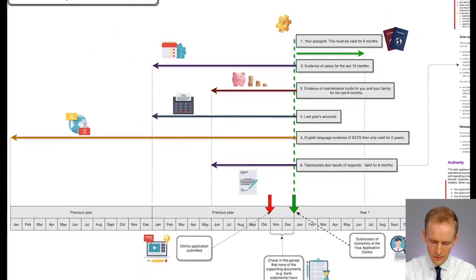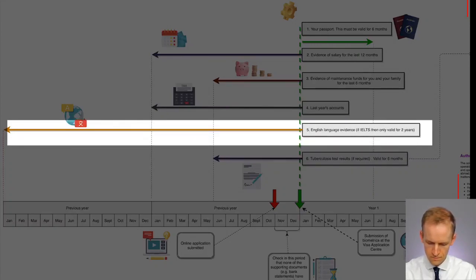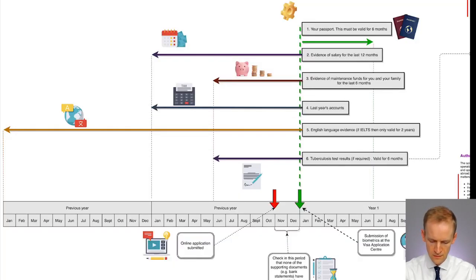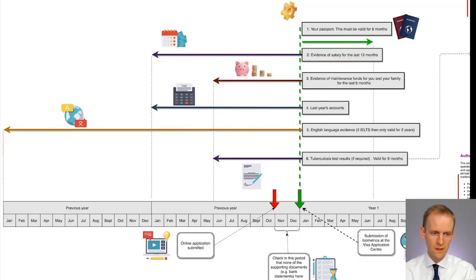And then you've got to bear in mind, if you're relying on an English language certificate, then if it's an IELTS certificate, then it's only valid for 2 years. So that takes you back 2 years from the point that you're actually submitting your documents to the visa application centre. And then your tuberculosis test results, if required, which are only valid for 6 months. So those are all documents which you can have at the point you apply online, but they might have expired by the point you actually come to your appointment date. So simple but important point.